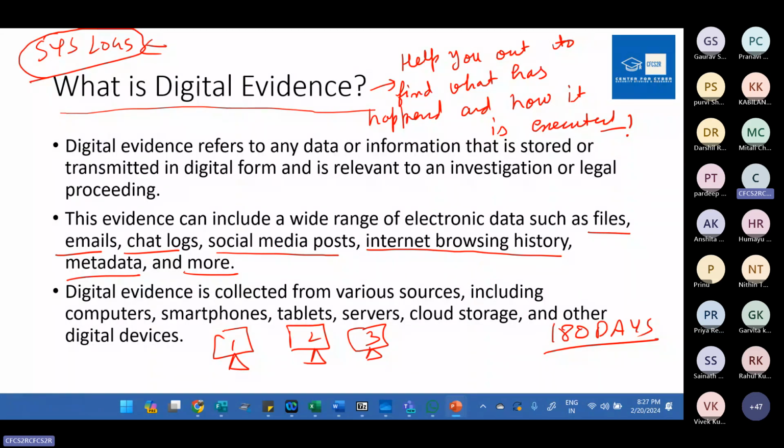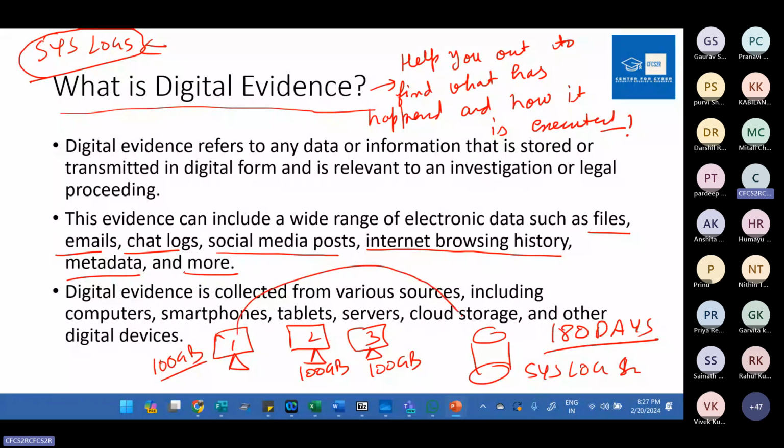So if I talk about a simple Windows operating system, keeping all the logs for 180 days will take you more than 100 GB. So what we will do is put a syslog server, which is just an automatic push mechanism, where all the logs from these servers are pushed into this. This is the main repository for your logs. Whenever you need to correlate the logs, you can fetch them from it and correlate with the event. Is it fine? Understood, everybody?